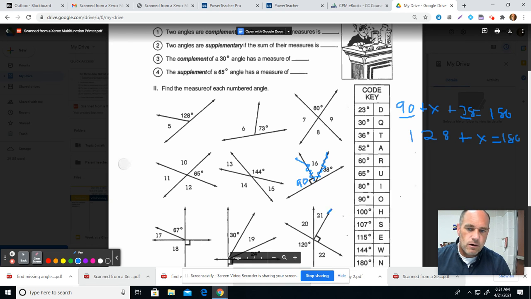So today is all about two big major ideas. This idea of straight lines equal 180. So all this has to add up to 180 somehow. And then also this idea of vertical angles. When I cross two lines, the angles opposite each other are called vertical angles, and they have the exact same measure.